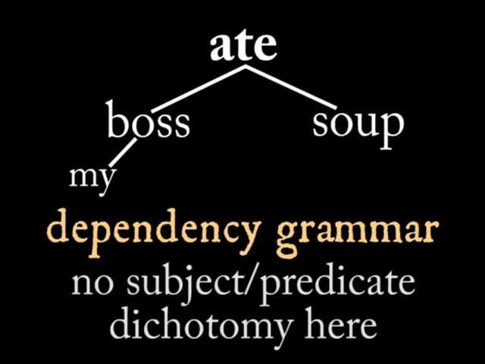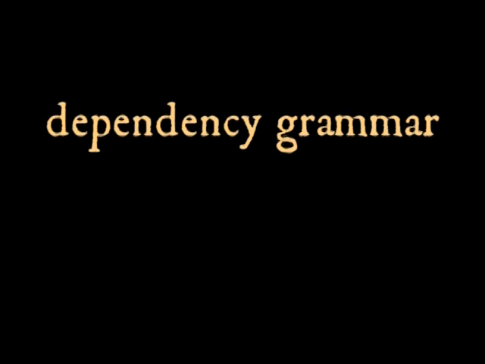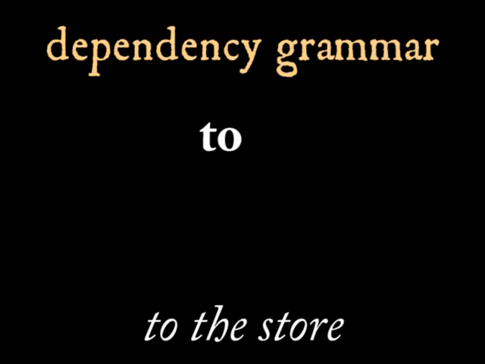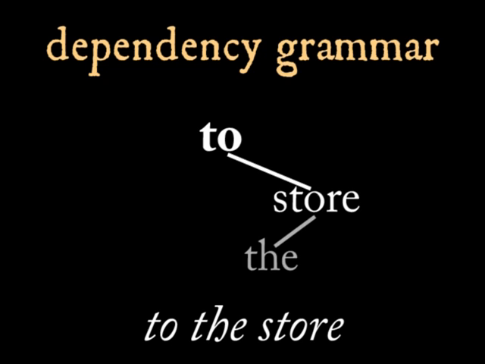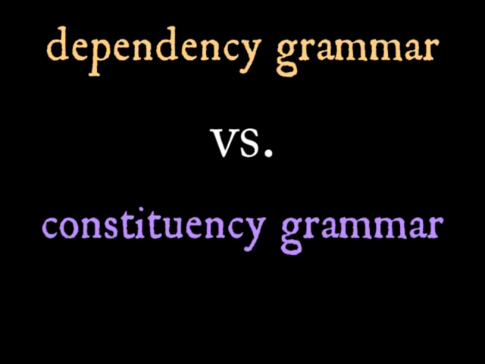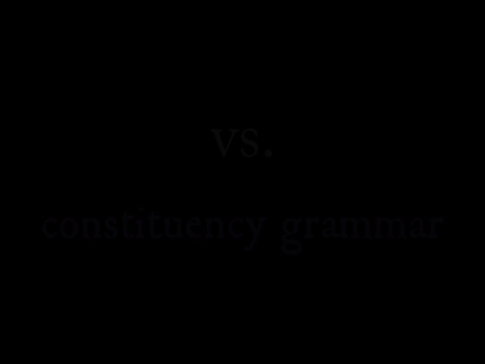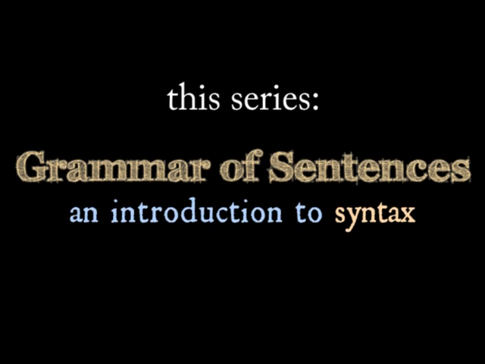Crucially, though, it does not break sentences into subject, the doer of the action, versus predicate, the action and everything acted upon. Take the other example, to the store. The preposition to has a dependency that goes this way, and the article depends on the noun governed by that preposition. Phrases or dependencies are two ways of breaking syntax down into the smallest relationship between words. Once you understand them, it's time to move on to the next lesson.